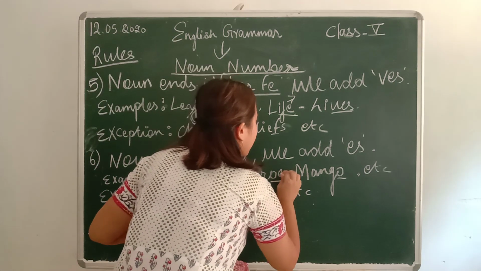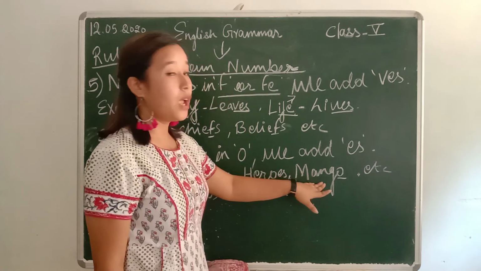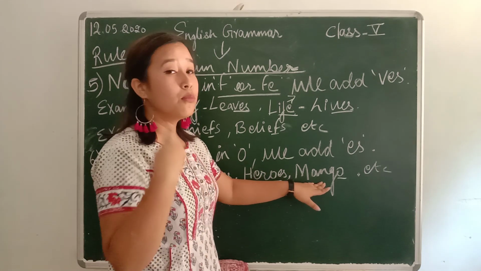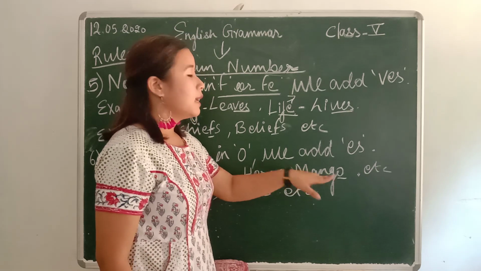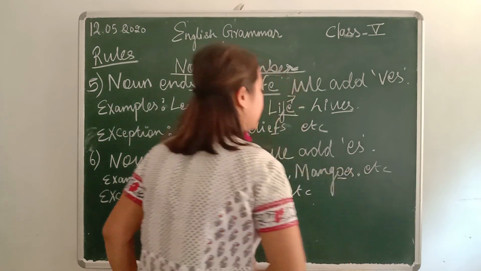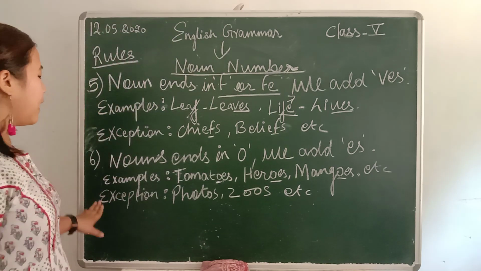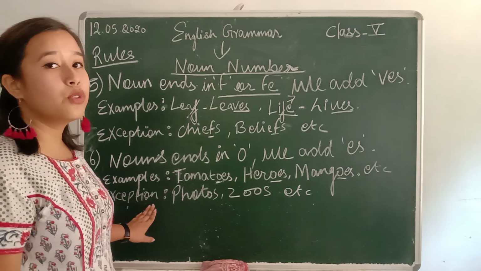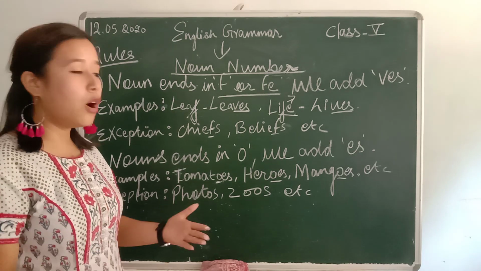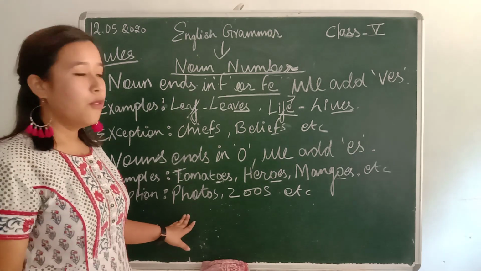Hero becomes heroes. Mango. We are talking about one particular mango. If we talk about more than one mango in plural form, we have to write ES. In the same way, exception means a word which does not follow the rule. There are certain words also.